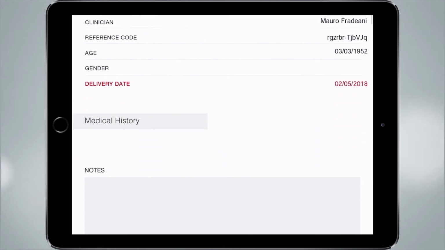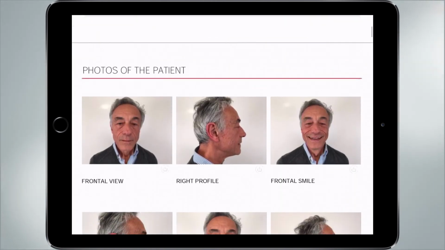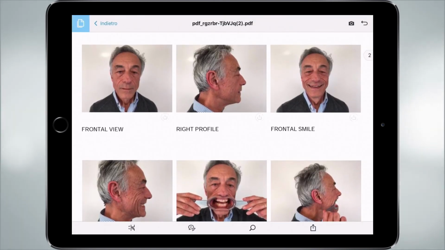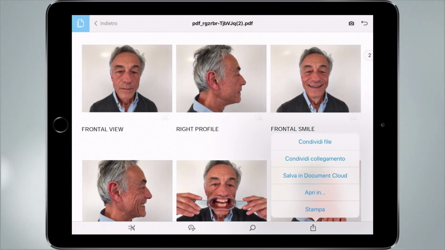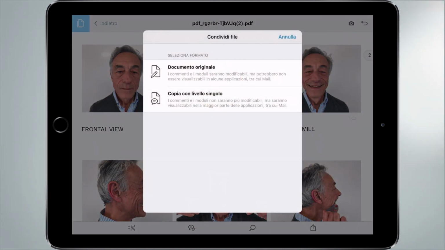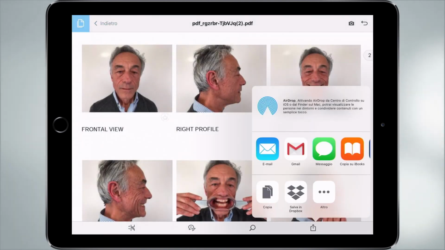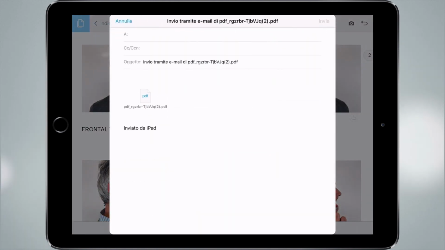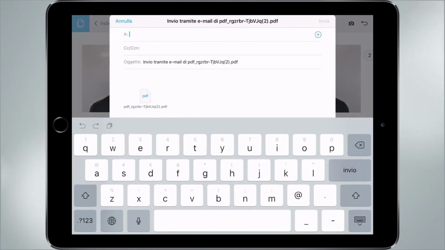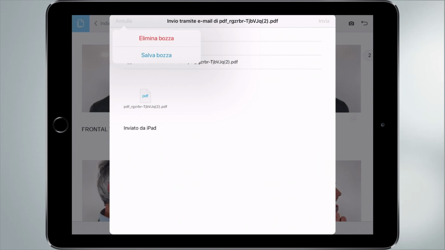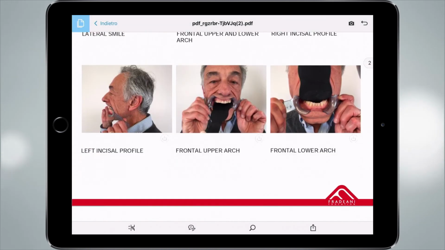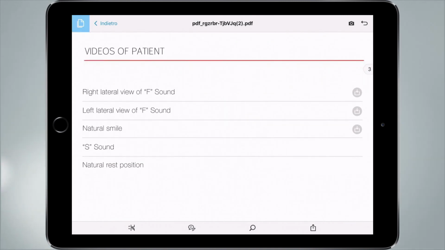To share all this data with our technician, you have to push this and share, on the bottom right side, share the file, original document, and then again you can send, for example, by mail. Again, that is the mail that you can use to share the file with the dental technician or your colleagues. That's valid for pictures and also for videos.